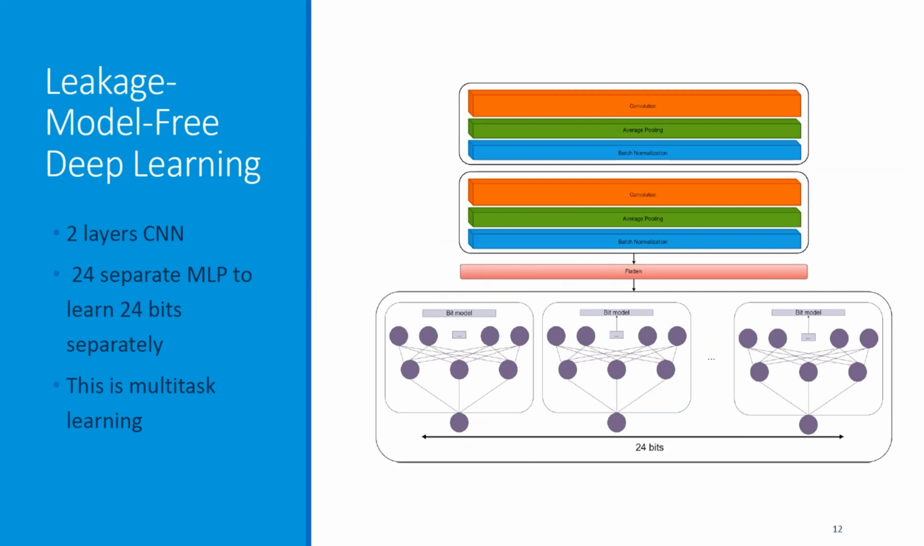These are 24 separate deep learning models, MLPs actually, and on the top we have a 2-layer convolutional network, a CNN, to extract points of interest.